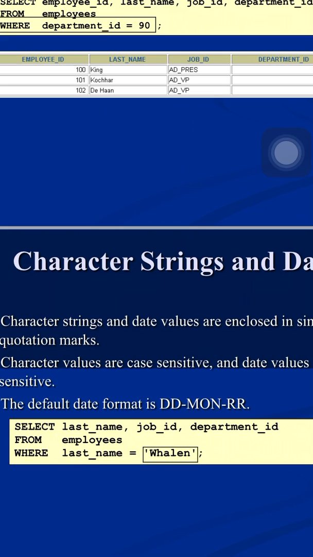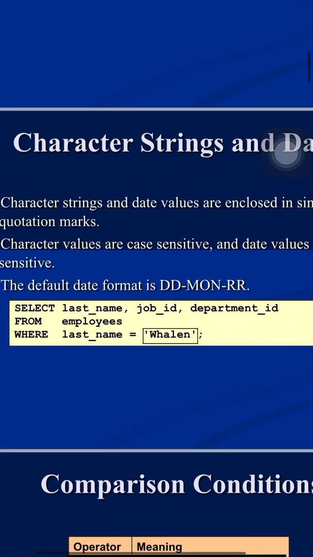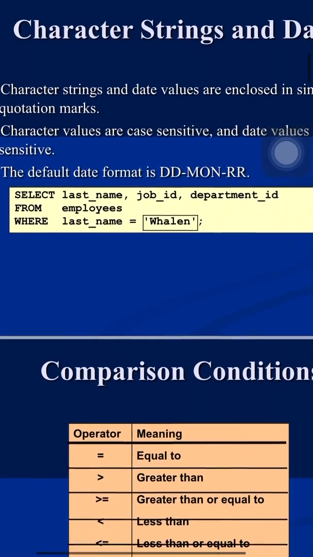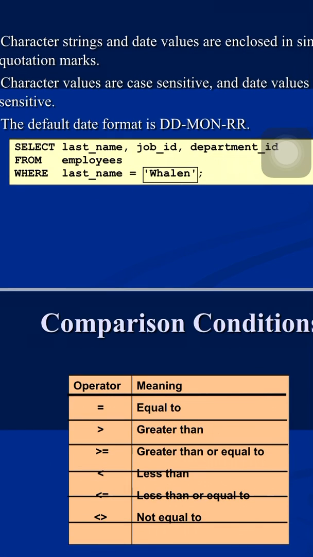So it will display last name, job ID, and department ID for those employees whose last name is Valen. Now which different conditions can we make use of while writing the where clause? There are 6 different conditions that you can use. Equal to: see the operator that is being used. Usually in programming languages, the equal to operator is written with 2 equal to symbols. A single equal to indicates an assignment operator in C language, right? But here it is something different. The equal to operator in Oracle is a single equal to symbol.